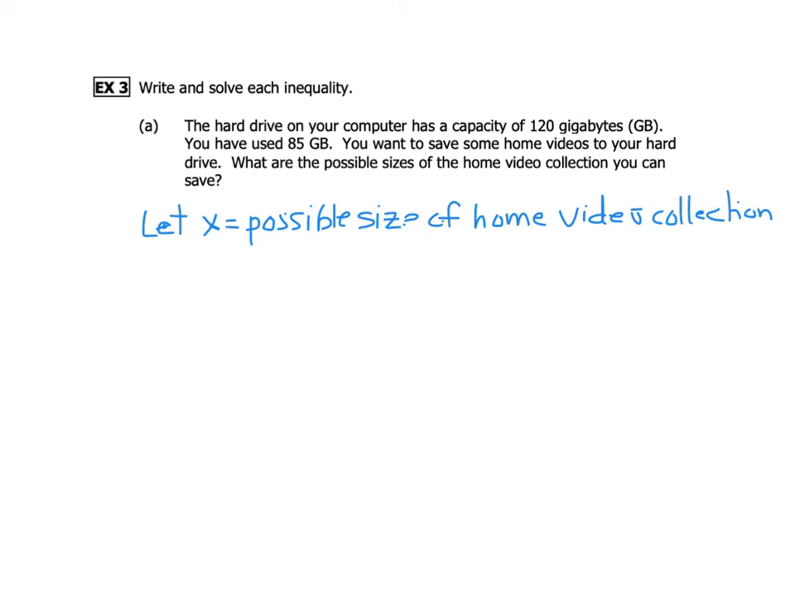We're going to let X equal the possible size of the home video collection. So we're going to take that value X. We don't know what it is, but we know that we've already used 85 gigabytes. So plus 85 gigabytes is how much we can put on our hard drive. Now our hard drive has a capacity of 120 gigabytes, which means less than or equal to 120, because that's the limit. So I have X plus 85 is less than or equal to 120.